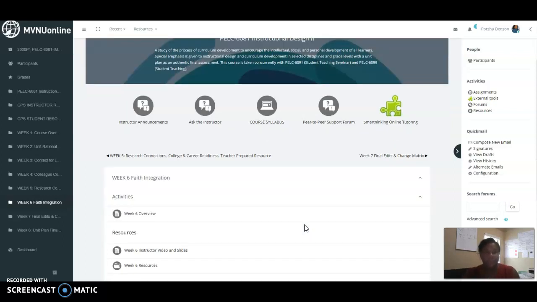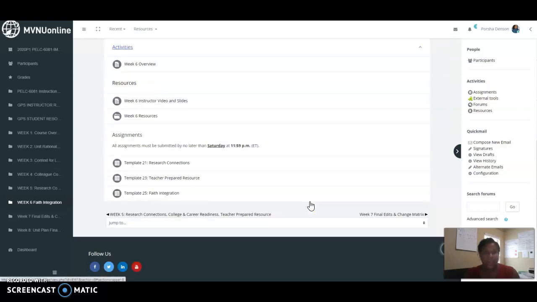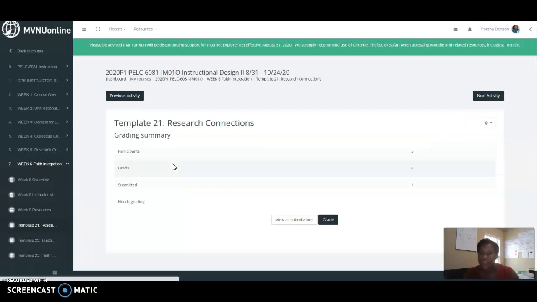So I have pulled up week 6. I want to talk about what templates are going to be due this week. This week we have templates 21, 23, and 25. The first one I want us to talk about is the research connections. What are some researched instructional strategies that you are using to help drive your unit planner?